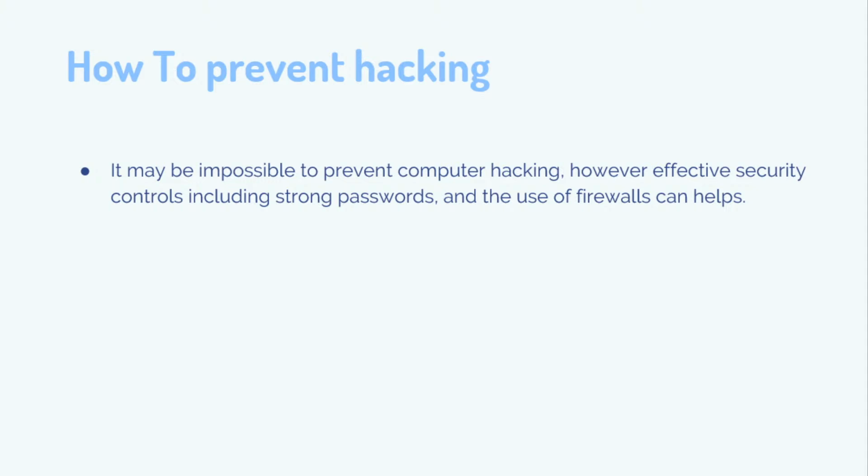Then how to prevent hacking? How to prevent hacking is one of the important questions, right? Security controls include firewalls. Basically, we all know about Gmail. Till now most people are not using two-way password authentication, but they are giving it.